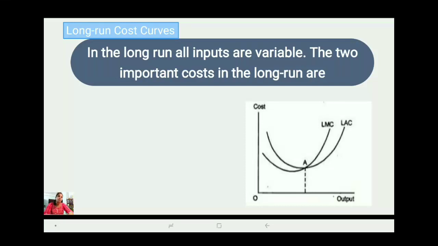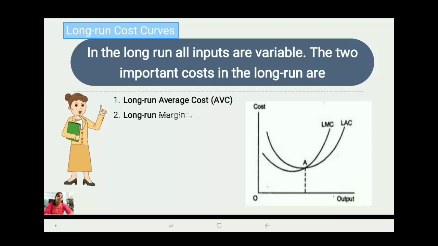There are two important costs in the long run: long run average cost and long run marginal cost. These are the two important costs that can be seen in the long run. The long run average cost curve is also a U-shaped curve, which is a little flatter than the short run average cost curve. The short run curve will be a little more U-shaped. The long run curve will be a flatter U-shape.